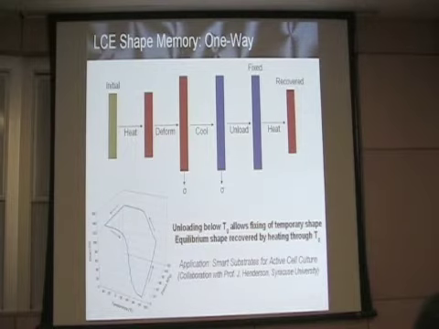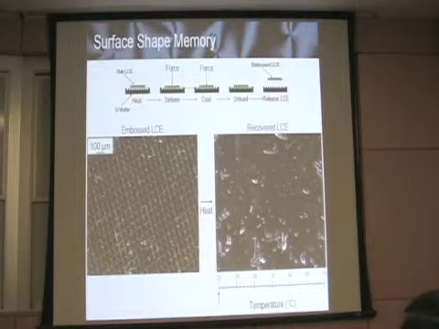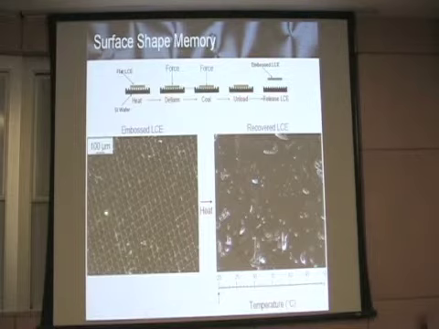As an application of this, we're looking with a collaborator from the Syracuse Biomaterials Institute, Jay Henderson, at these for active cell culture. We take flat liquid crystalline elastomers, and through our one-way shape memory process and using a patterned silicone wafer, we can emboss a surface topography on these LCEs. If we then heat them, we can recover a flat shape.